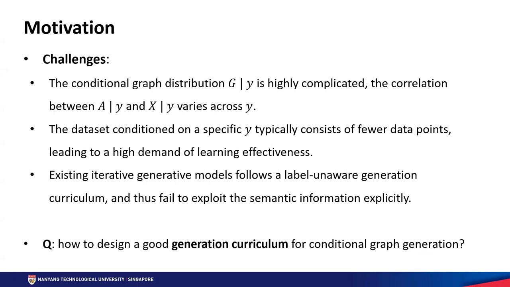However, conditional graph generation is crucial and challenging. Firstly, the conditional graph distribution G given Y is highly complicated. The correlation between A given Y and X given Y varies across Y, making it hard for a generative model to capture conditional distributions. Additionally, a dataset conditioned on a specific Y usually has fewer data points, leading to a higher demand of learning effectiveness. Moreover, while existing generative models perform well in unconditioned scenarios with a multi-step generation curriculum, this curriculum is usually label unaware and thus fails to exploit the semantic information explicitly.